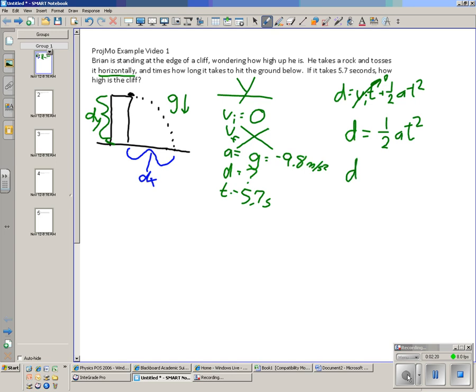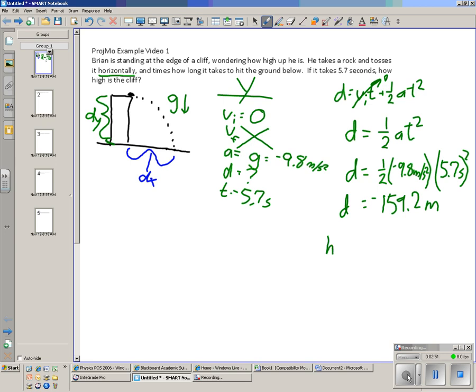If we just plug in, D equals 1/2 negative 9.8 meters per second squared, and then times the time, which was 5.7 seconds, that is quantity squared. We tap into our calculator. We get D equals negative 159.2 meters.